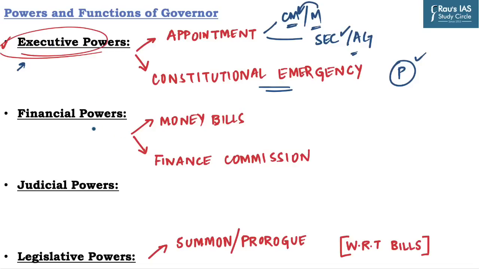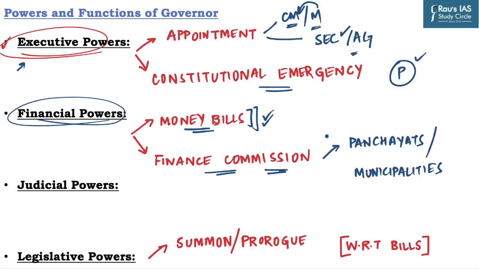Further, he also has the financial powers, and the first one is related to money bills and the other one is finance commission. Now money bills is an important financial power which is given to governor under the Constitution. Many of you must be aware that money bills can be introduced in the state legislature only with the prior recommendation of governor. So it is an important financial power of governor. Further, he constitutes the finance commission after every 5 years to review the financial position of panchayats and municipalities.